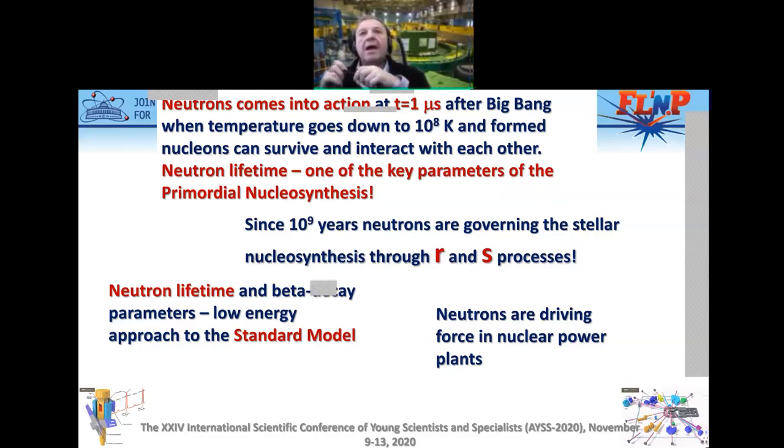during the Big Bang. At that moment, after these billions of years, neutrons are the governing force in the stellar nuclear synthesis through so-called R and S processes, rapid and slow processes. R and S stand for rapid and slow processes, different kinds of nuclear reactions which are governed by neutrons in the course of modern stars. And these processes are responsible for the production of the elements in the modern universe. These elements, after explosions of the supernovas and kilonovas and other kinds of star explosions, are distributed across the universe, and serve as the material for the formation of new planetary systems like our solar system.